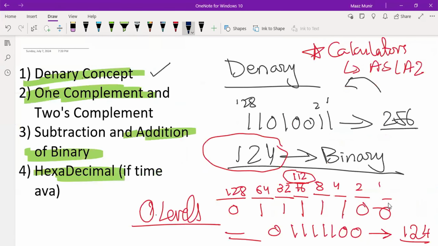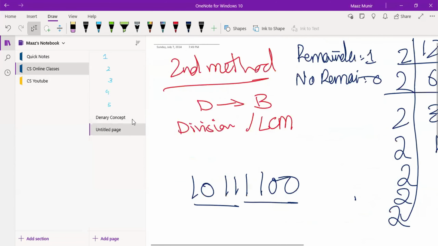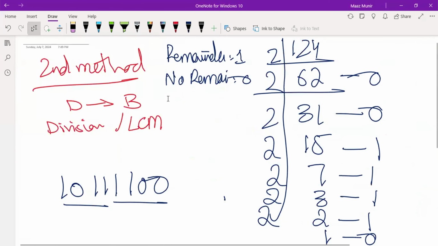Let's wait a minute, let me check it. We had 0 1 1 1 1 0 0. Man, why am I getting it wrong? Yeah, wait, let's check it again. 1 second. Hmm, wait a second, I am messing it up somewhere. We should ideally be having 5 ones.